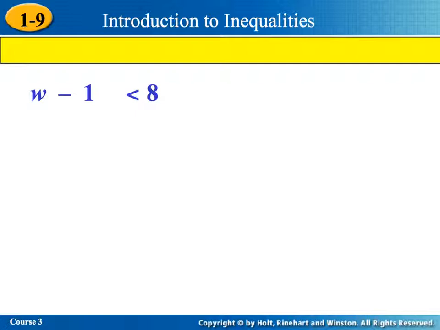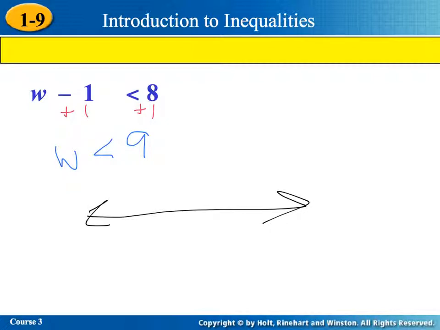All right, so if you look at this, w minus 1 is less than 8. We need to add 1 to both sides, because that's how we would solve a regular equation. So w is less than 9. Okay, I go to my graph. Number line, add 0, and I'm going to plug in 3 points of negative 9, 0, 9.